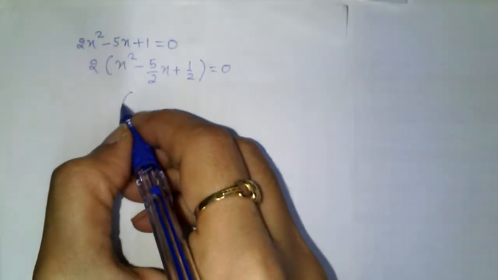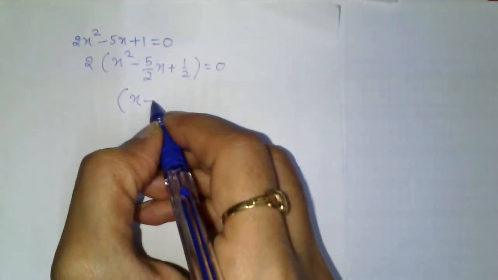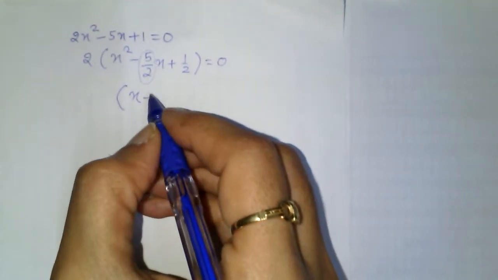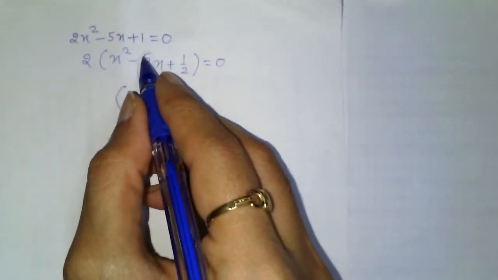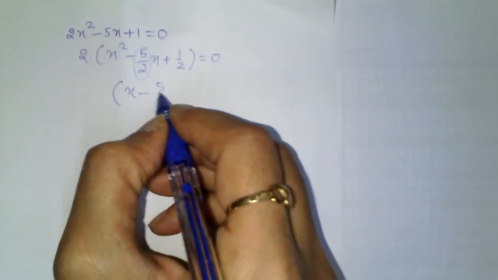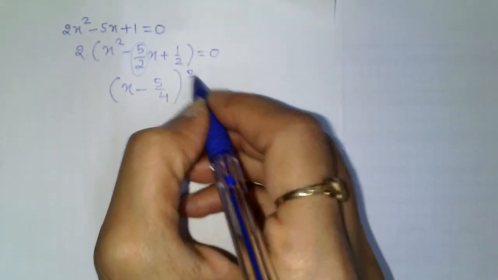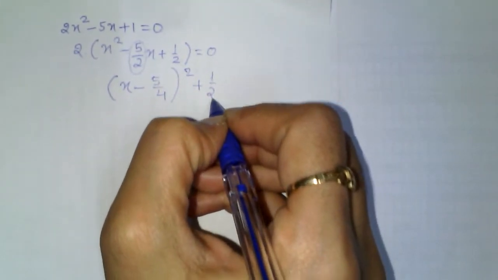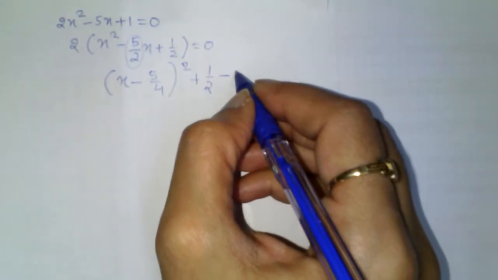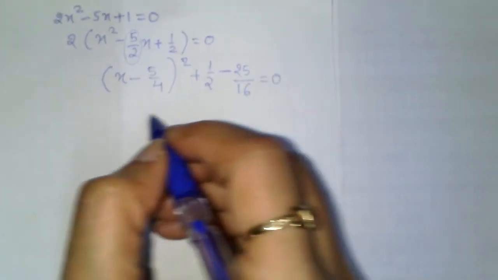Now the next step is write x as it is. Now here sign is minus, so we will write minus. Now take half of the coefficient of x. So what will be the half of coefficient of x? Simply multiply half with the coefficient of x. So it will be 5 upon 4 and put square plus the left out term 1 upon 2, and always subtract square of this, and square of this is 25 upon 16, and this is equal to 0.